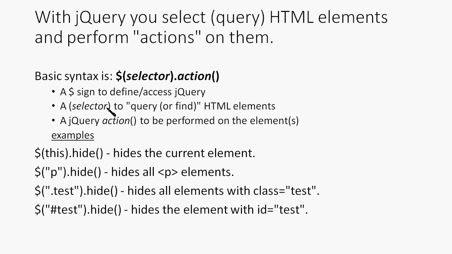With jQuery you can select HTML elements and perform actions on them. The basic syntax is dollar selector dot action. Dollar indicates to define or access jQuery. Selector means to find the HTML elements.